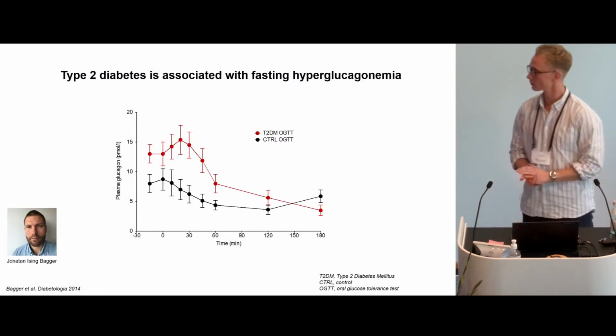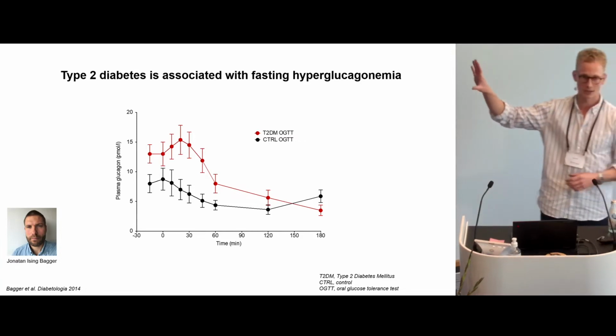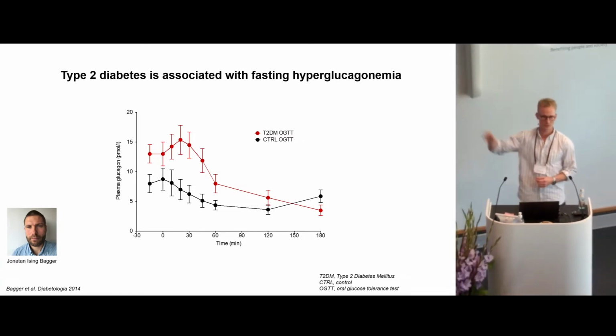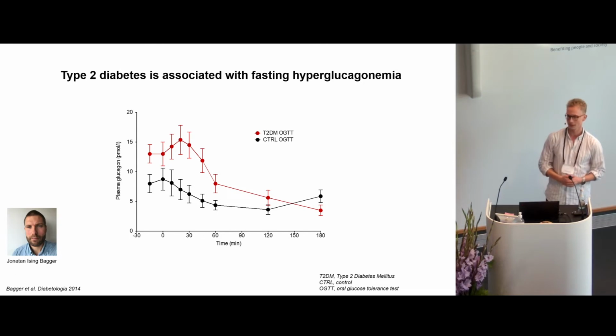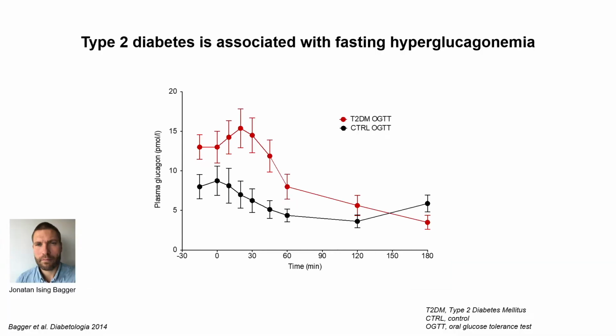This figure is from a study performed by Jonathan Bakker from our group, and it's just to show you that patients with type 2 diabetes, illustrated by the red graph, have fasting hyperglucagonemia, and as Philip also showed you yesterday, this actually contributes to the hyperglycemia of these patients. So it is a relevant clinical problem to address, trying to figure out why these patients with type 2 diabetes have hyperglucagonemia.